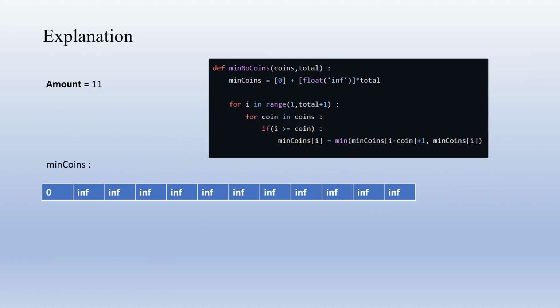Let's see the time complexity of the problem. It has 2 loops. One for loop is nested inside another for loop. The outer for loop runs from 1 to total amount plus 1, which we consider as N. The nested for loop runs over the number of coins in the coins list, which is C. So the overall complexity is O of N times C.